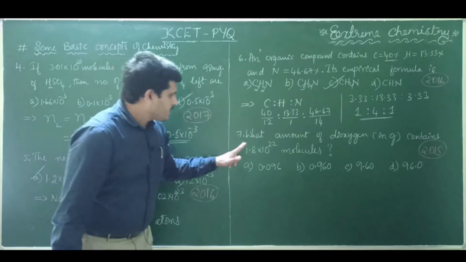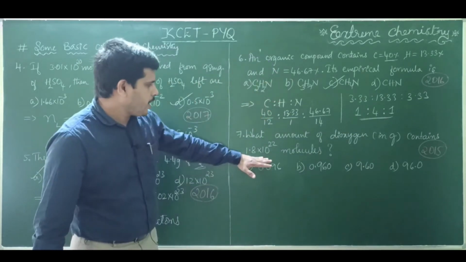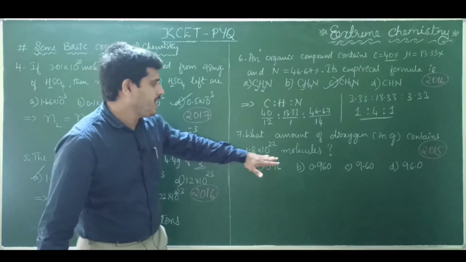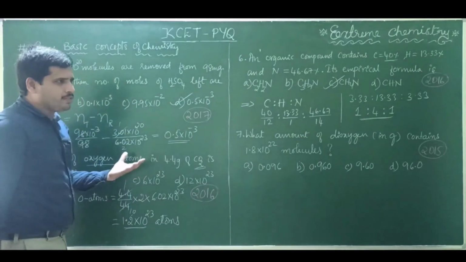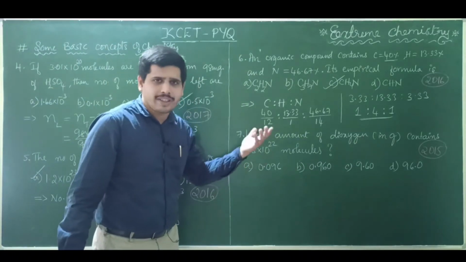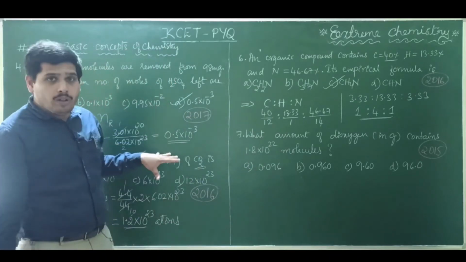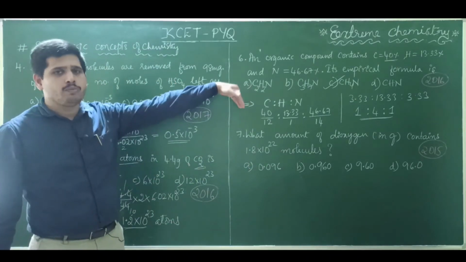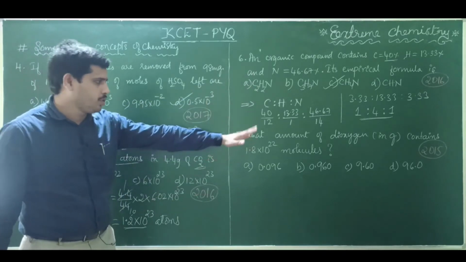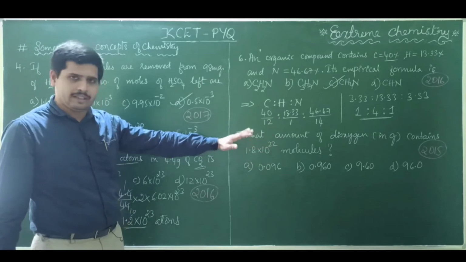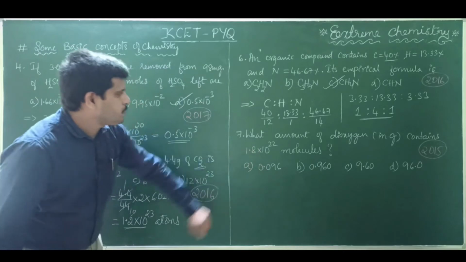Okay. Now next, 7th one. What amount of dioxygen contains 1.8 into 10 to the power 22 molecules, 2015. So you can observe here, before 2018, the questions were based on mole and empirical formula or molecular formula. Next, in 2014 and below that year, you are going to see the questions from these concepts. So let us complete this problem.